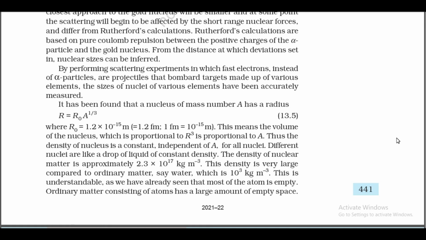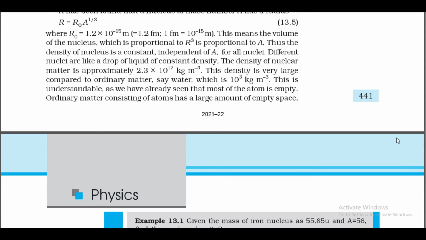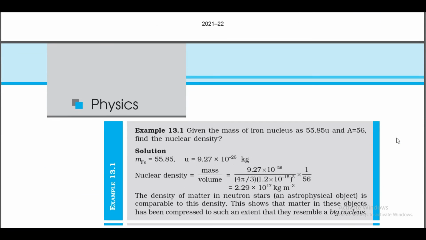The density of nuclear matter is approximately 2.3 × 10^17 kg m^-3. This density is very large compared to ordinary matter, say water, which is 10^3 kg m^-3. This is understandable, as we have already seen that most of the atom is empty. Ordinary matter consisting of atoms has a large amount of empty space.